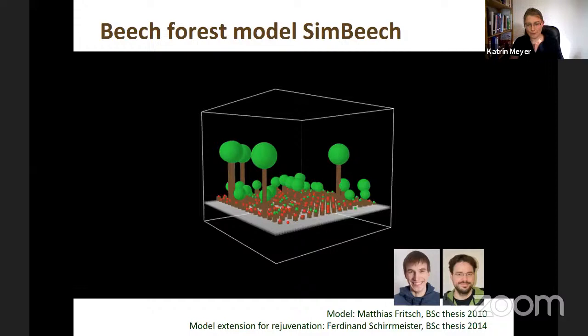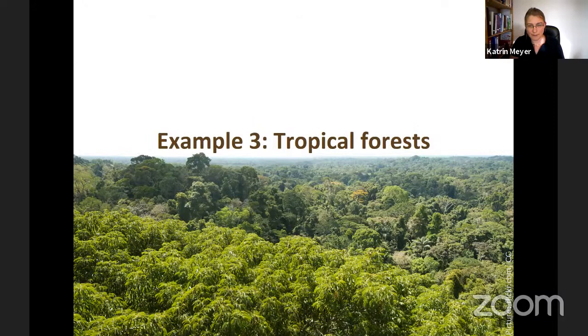What Ferdinand added here to the original Zimbeach model is the more complex rejuvenation process and also a process for frost damage. Frost damage is the little red dots. That's trees that have had frost damage at some point in their life and are obviously a bit smaller than the others. This was just my little quick example on how our temperate forest could be modeled in a very simple project. And the next, third example is about tropical forests.